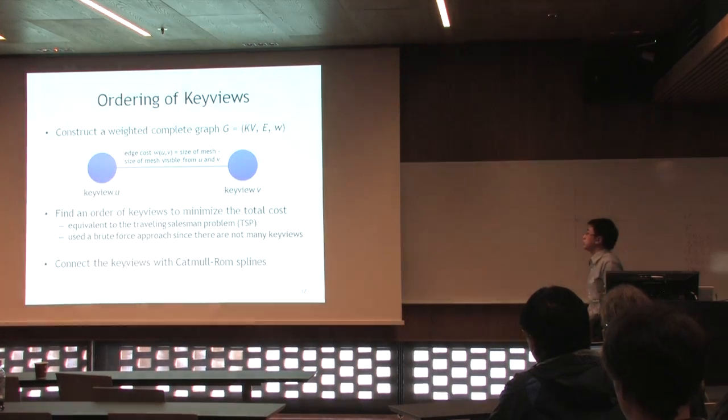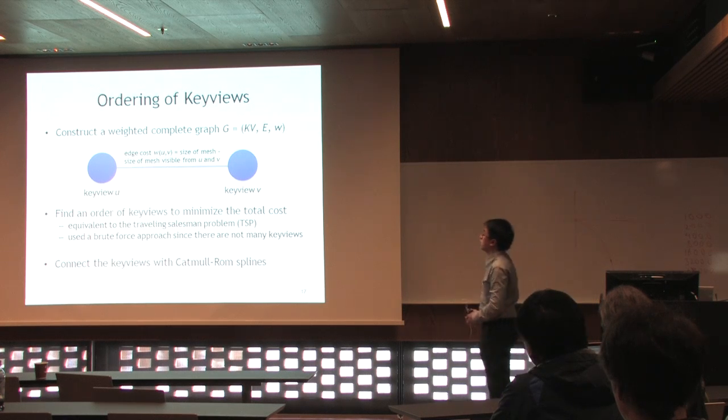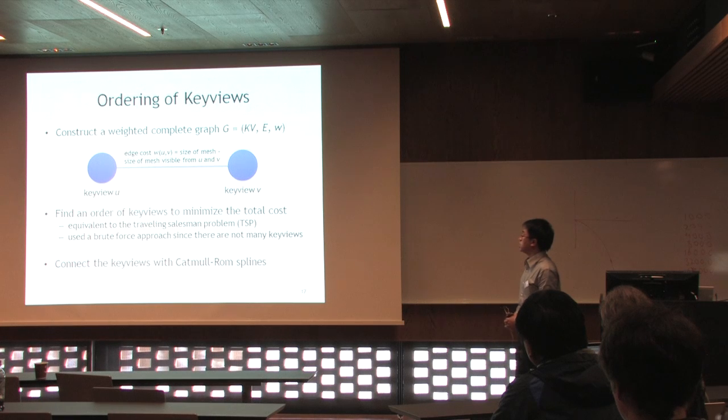Knowing these properties, we first sort the key views and then we connect the key views with a smooth curve. First, we construct a weighted graph on the key views. As the figure shows, every two key views are connected with an edge with a cost. The cost function here favors visiting a neighboring key view sharing the maximum data. Then we can reduce the bandwidth requirement fluctuation.